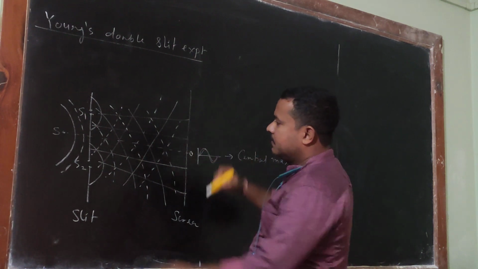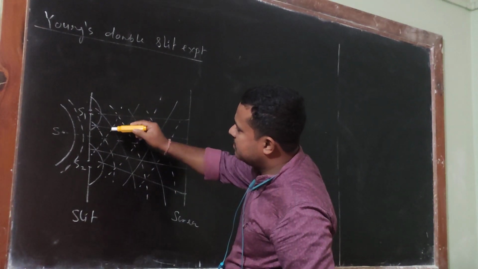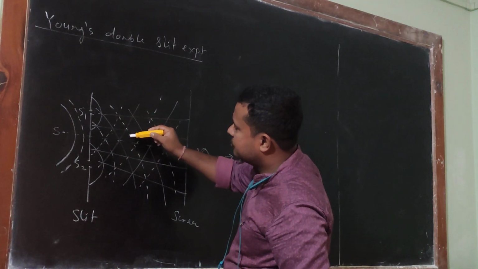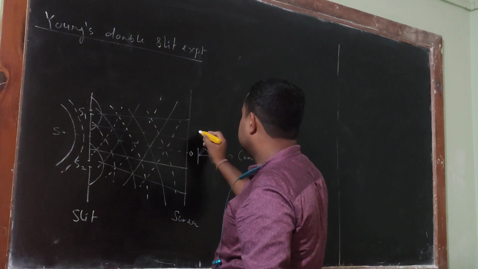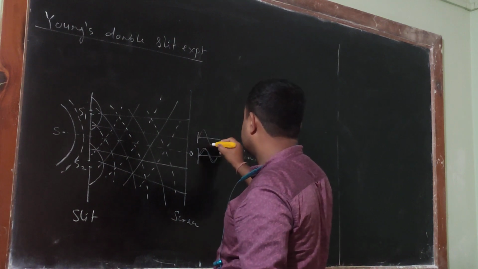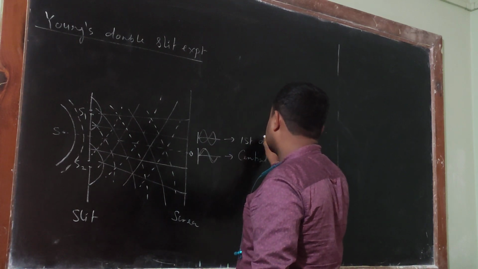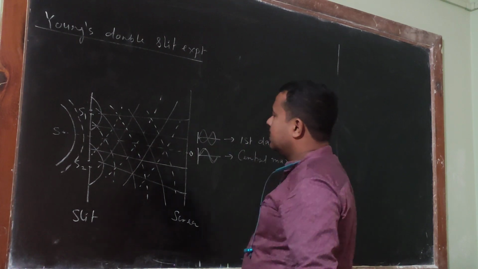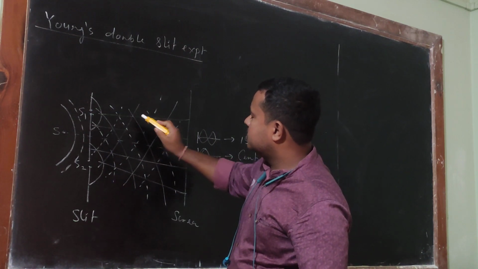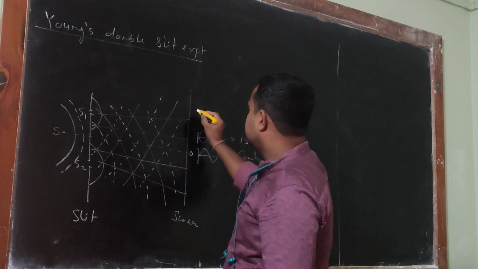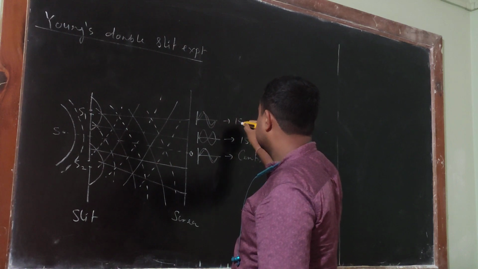Now you see this point. Here you see crest of one, trough of other, crest of one, trough of other, crest of one, trough of other. So here they meet in opposite phase. They meet like this. Okay? They meet in opposite phase. So this gives you the first dark. Similarly, you see here both crest, both trough, both crest, both trough like that. So here they meet in same phase. So it gives you first bright.